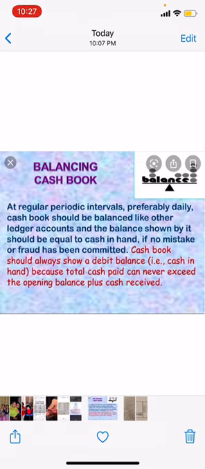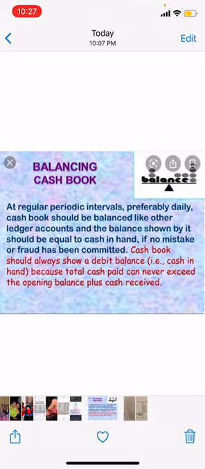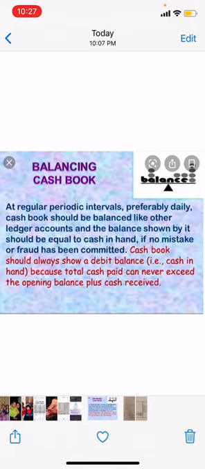an account in the ledger. Okay, it is balanced in the same way as an account is balanced in the ledger. Okay, but one thing has to be noted, that in the cash book there will always be a debit balance, because cash payments can never exceed cash receipts, and cash in hand at the beginning of the period.